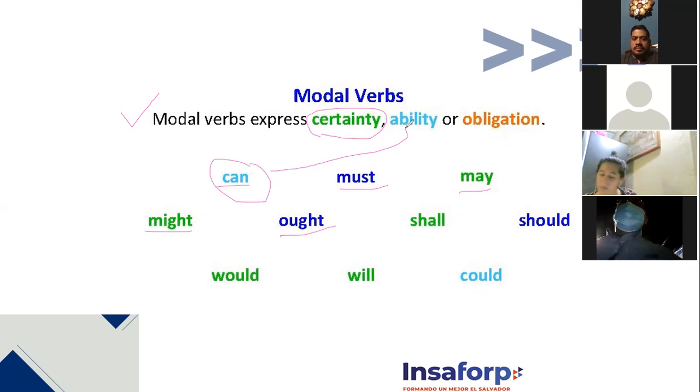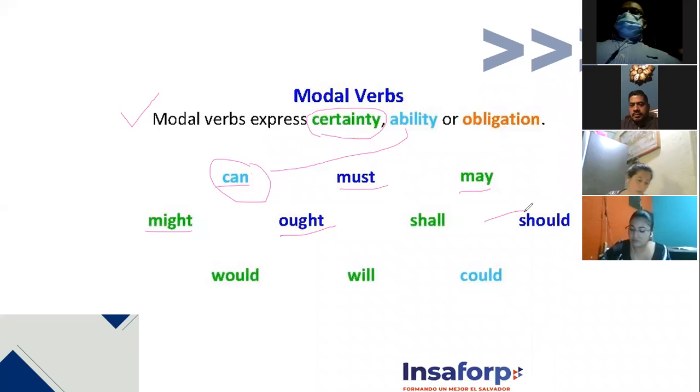You should cook today. Okay, you should cook today, okay. This is more like a recommendation, right? Like an obligation in a way. Okay, should, that's a good example. What other example could you give me? One more, please.